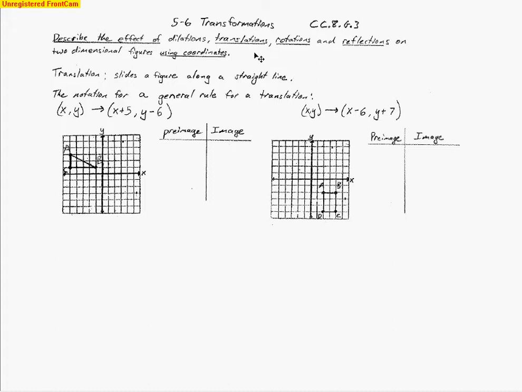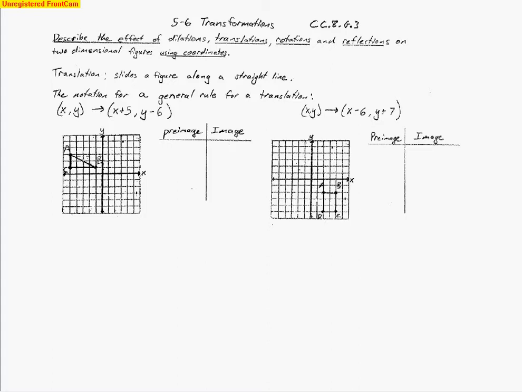Rigid motion is when we keep the item rigid. We just do not change the shape or the size. And so there are three ways to do that, and that's either to translate, rotate, or reflect. We're going to look at all the different types of transformations here. We'll start with the first one, which is a translation. A translation is a slide, and it slides along a straight line.